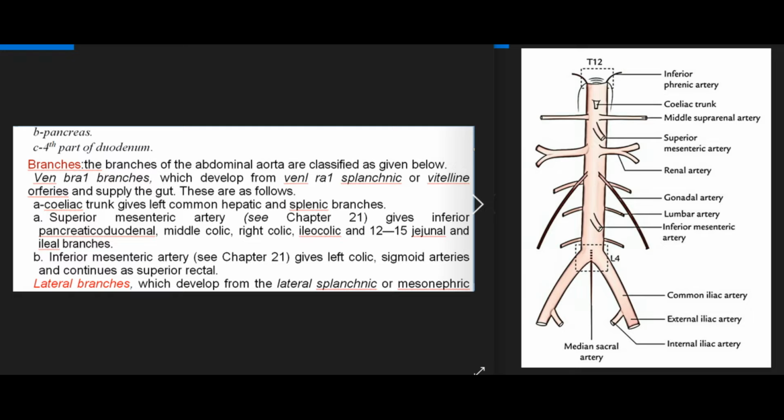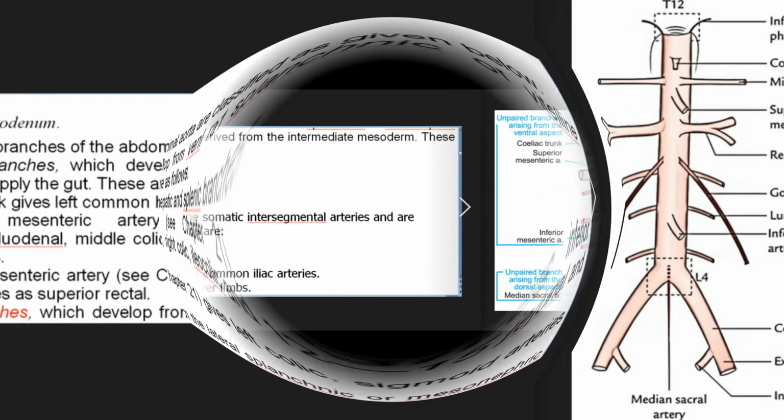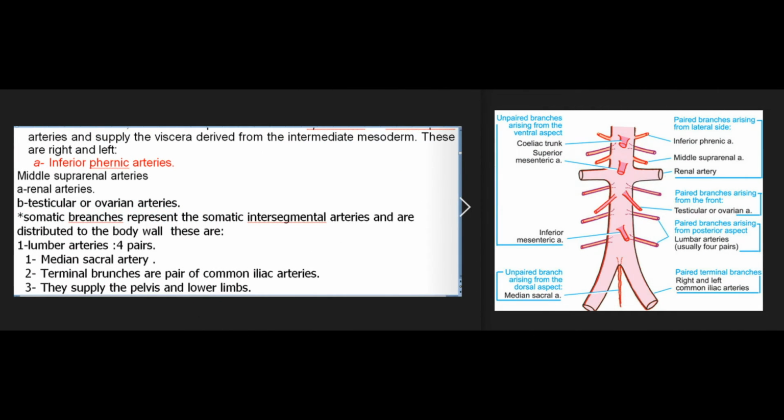Lateral branches, which develop from the lateral splanchnic or mesonephric arteries and supply the viscera derived from the intermediate mesoderm. These are right and left, A. Inferior phrenic arteries. B. Middle suprarenal arteries. C. Renal arteries. D. Testicular or ovarian arteries.